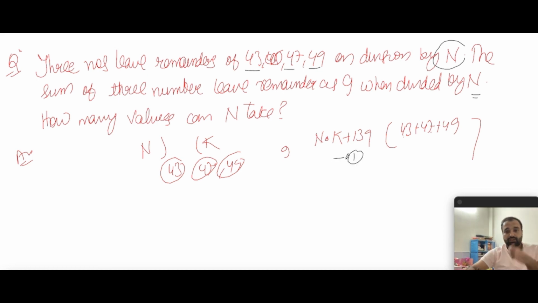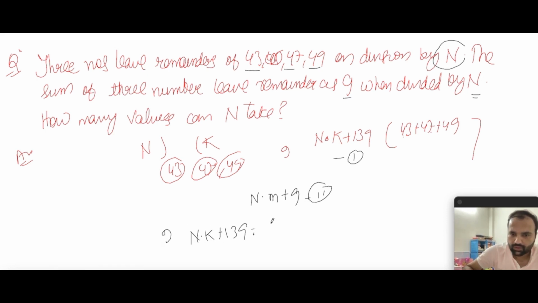Okay, that's one thing. Now the second thing, it says that the sum of three numbers, again, leaves remainder 9. Okay, the sum of three numbers leaves remainder 9. So can we consider over here, something like it was k, so we can consider n into m plus 9, isn't it? Now this is equation 2. So can we see n into k plus 139 equal to n into m plus 9, or taking the equations together, 139 minus 9 is 130, so it would be n into (m minus k) equal to 130.